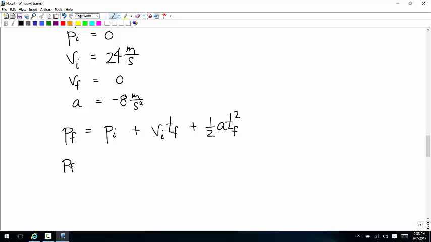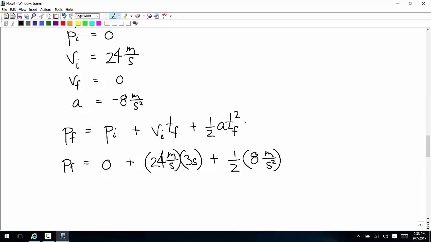So p final is equal to 0 plus 24 meters per second times 3 seconds plus 1/2 times -8 meters per second squared times 3 seconds squared.